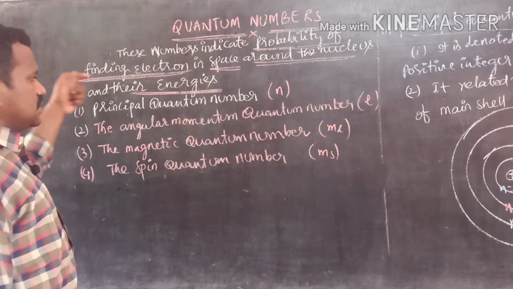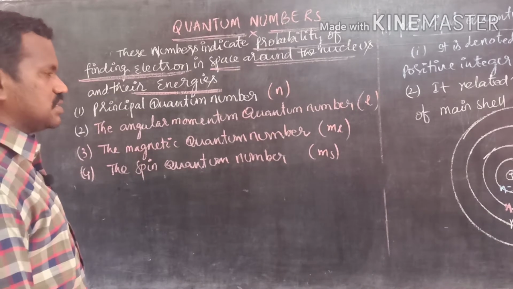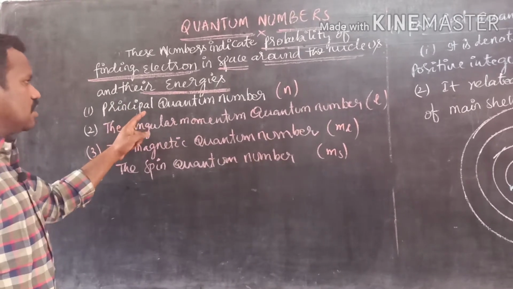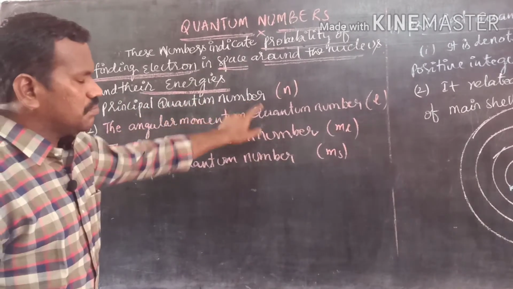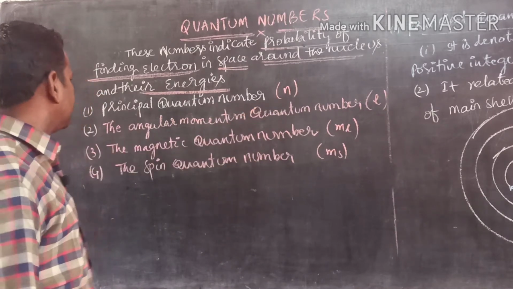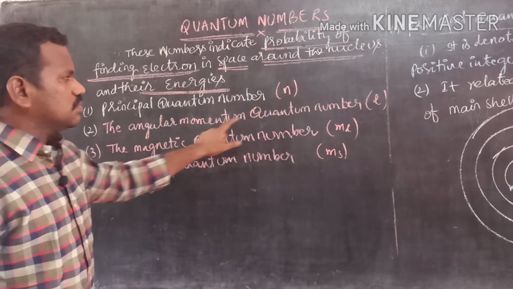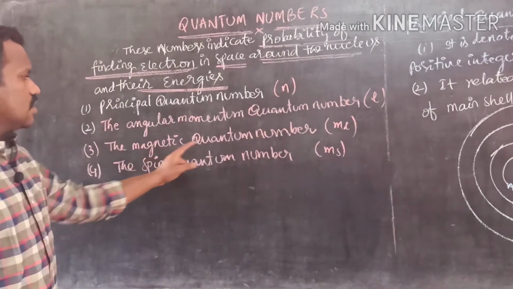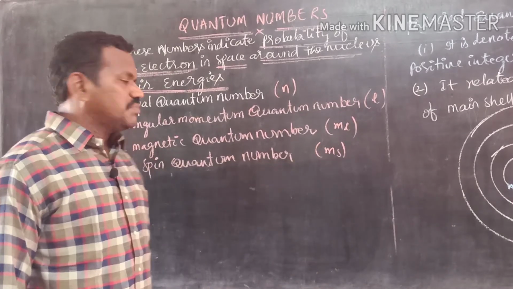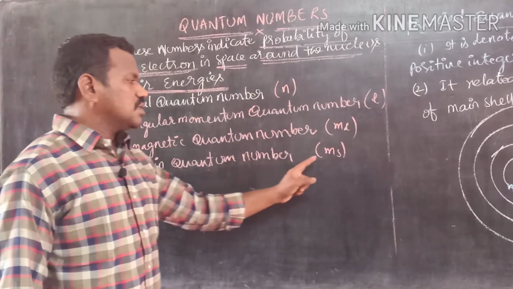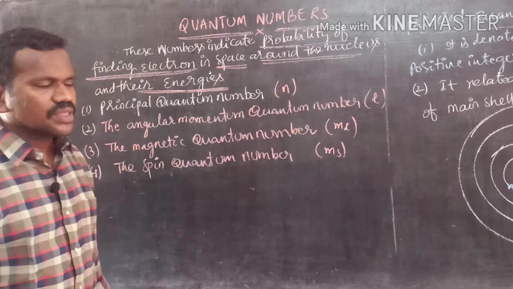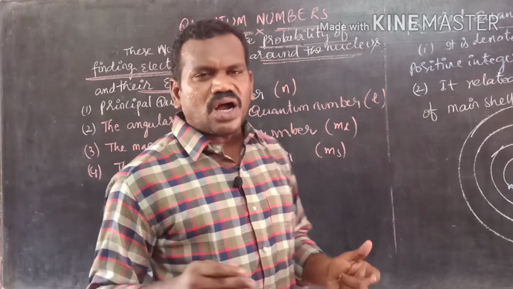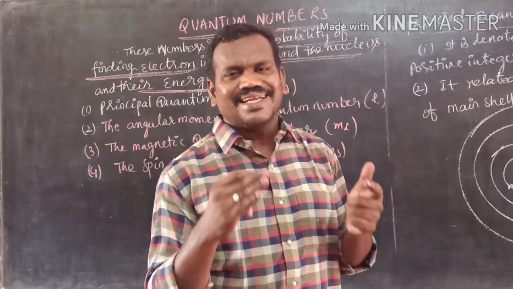Now let us discuss what types of quantum numbers there are. There are four types: the principal quantum number represented by the letter n, the angular momentum quantum number represented by the letter l, the magnetic quantum number represented as ml, and the spin quantum number represented as ms. Let us discuss every quantum number individually, what it specifies and what the need of it is.